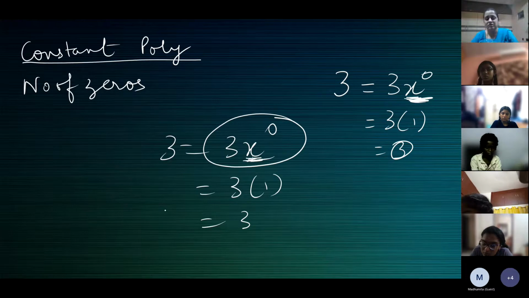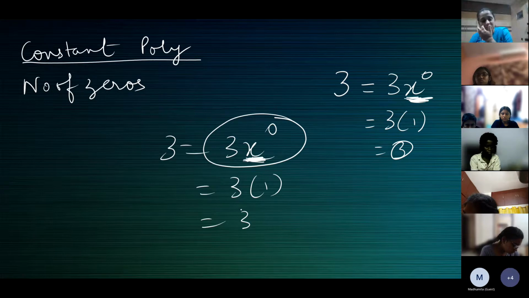3 is 3 always. The constant polynomial 3 will always be 3. It cannot become 0 for some value of x. So that means there is no value for x which can make 3x to the power 0, 0. So we say that a constant polynomial has no zeros. How can it have zeros? 3 cannot become 0. The degree of a constant polynomial is 0.